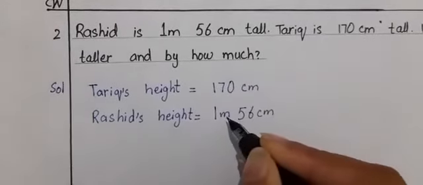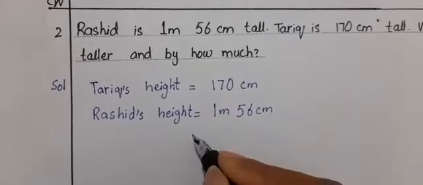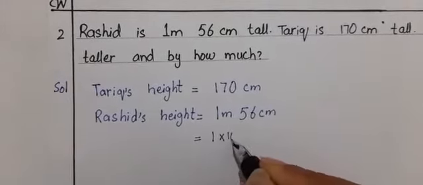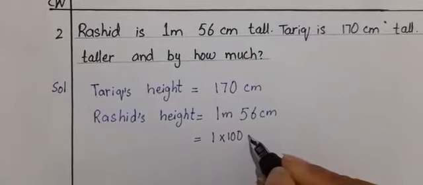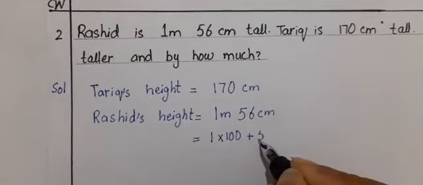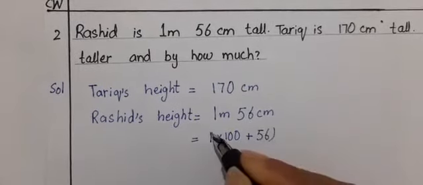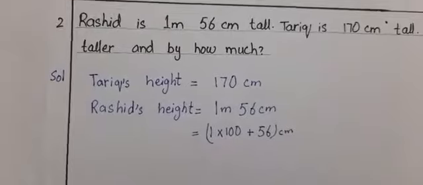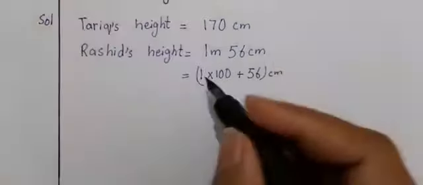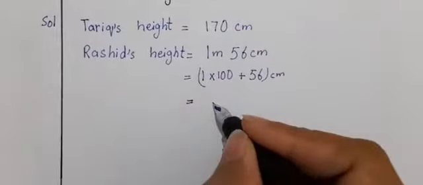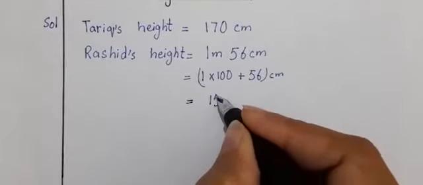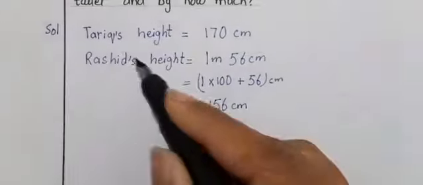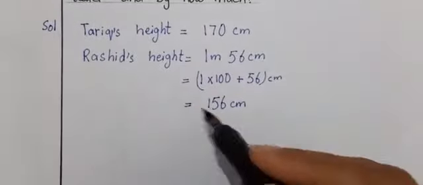So what do we have to do? We have to convert this meter into centimeters, and we know 1 meter has 100 centimeters. So 1 multiplied by 100, plus 56. This all will be in centimeters now. So 1 hundred is 100. 100 plus 56 is 156. Okay, boys? 156 centimeters.